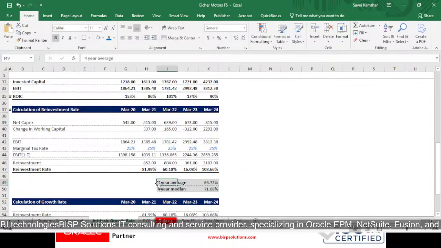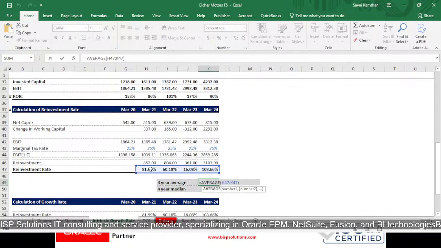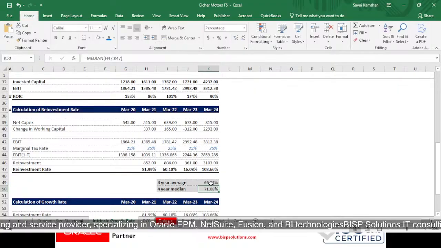Then if we want to calculate our 4-year average, what do we do in that situation? If we want to average out our reinvestment rate for 4 years, as we have calculated for 4 years, because March 20 data is not available as of now with us, as we have taken 5 years data only for calculations, we will use the average formula, which I have used over here, taking the reinvestment rate from March 21 to 24. Once you click enter, it gives us a 4-year average of 66.73%.